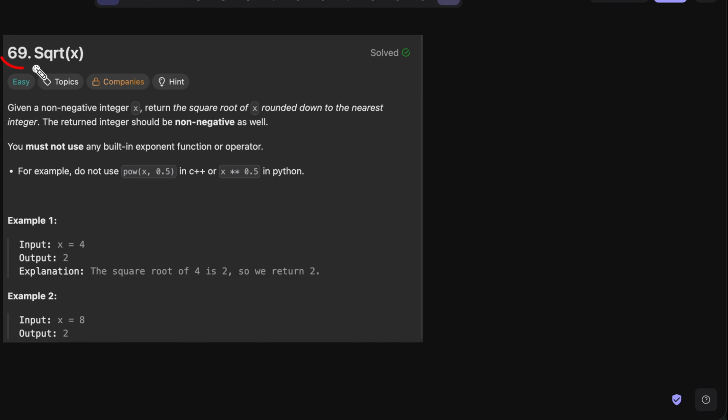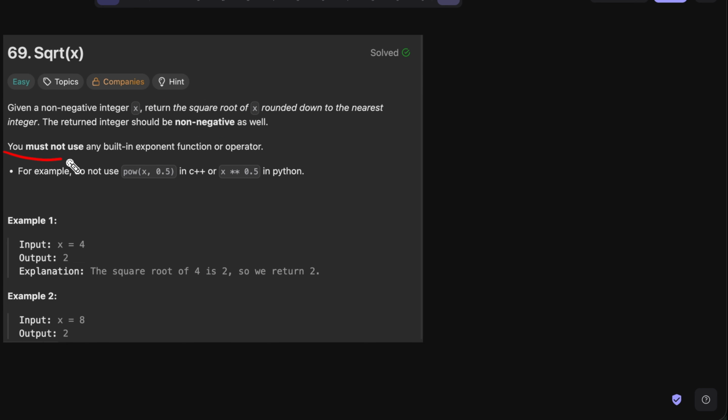Today we have Leetcode 69, that is square root of x. In this problem we have been given an integer x and we have to figure out the square root of x rounded down to the nearest integer. It means that we cannot return any decimal point values. We have to return an integer which is closest to its square root. Also the output or the answer should be non-negative.